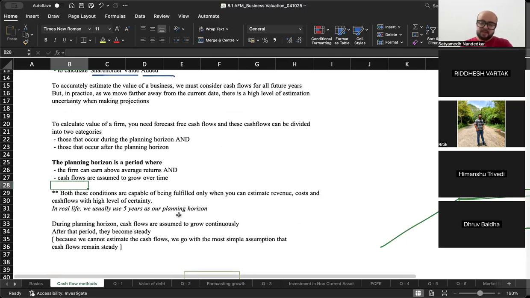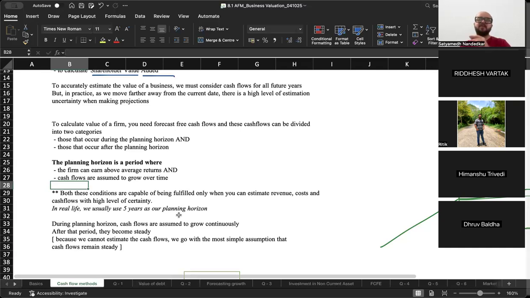The planning horizon is a period where the firm can earn above average returns and cash flows are assumed to grow over time. Usually, the planning horizon in real life also, when we tackle valuation situations, we take as 5 years, because up to 5 years the cash flow can be predicted with some amount of accuracy. After the fifth year, it becomes very difficult to make any predictions or projections about the cash flow. Now, when we are making these cash flow projections, these are based on revenue, cost, investments, and numbers which can be predicted for the first 5 years.